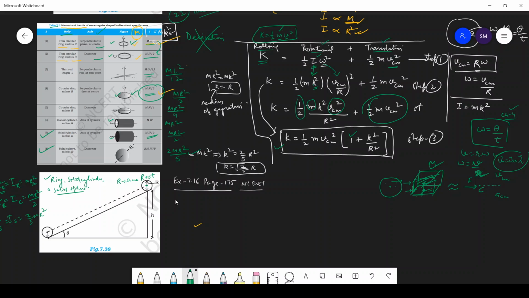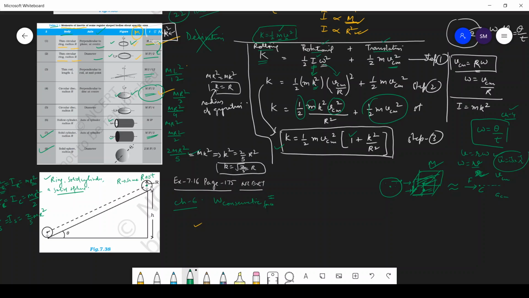Now we assume the conservation of energy of the rolling body, that is, there is no loss of kinetic energy due to friction. So the concept that we have studied in chapter number 6: the work done by a conservative force, because friction is not there, friction is non-conservative, depends only on the initial and final position.